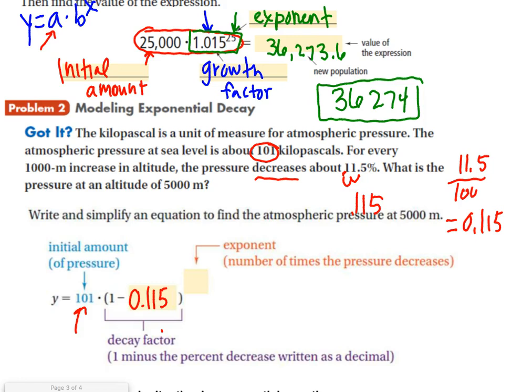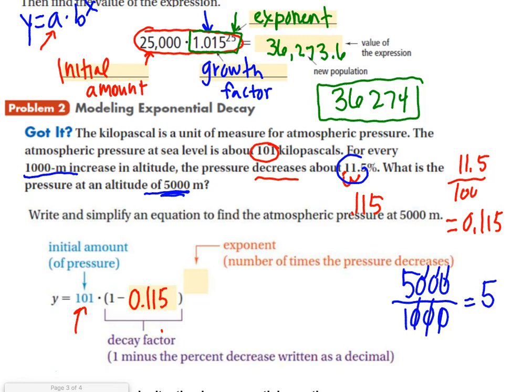Perfect. And then the other box we need to fill in, the exponent, the number of times the pressure decreases. So again, we have to think, every 1,000 meters, it decreases this amount. What is it at an altitude of 5,000 meters? So how many thousand meters fit into 5,000? Oh, 5 divided by 1 is 5. So 5 times.